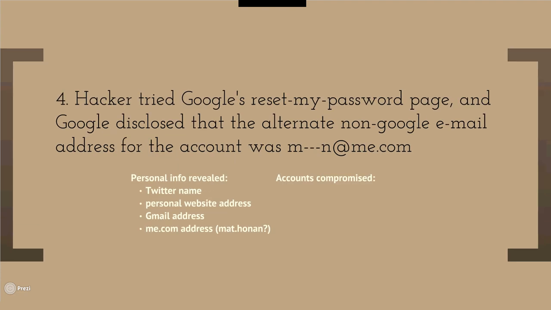So now the hacker got creative. They tried to reset his Google password, his Gmail password. And when they did that, Google disclosed that the alternate backup address it would send the reset messages to was m-something-something-n@me.com. The guy's name is Matt Honan, so a little bit of guesswork might reveal what that email address was. And me.com is a domain owned by Apple.